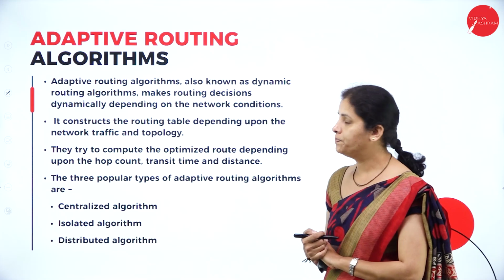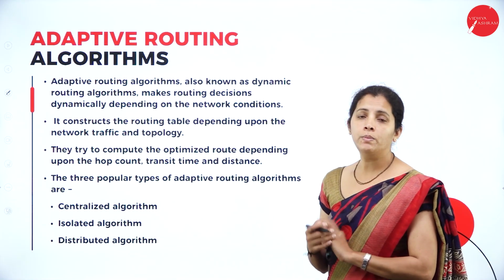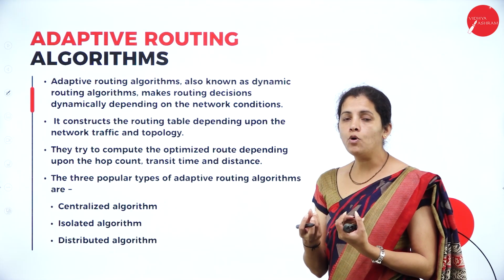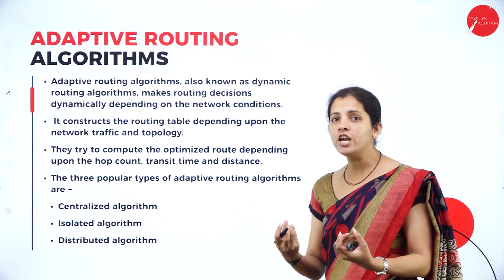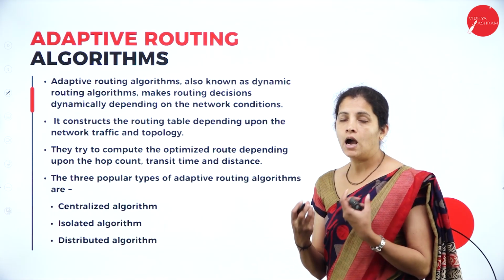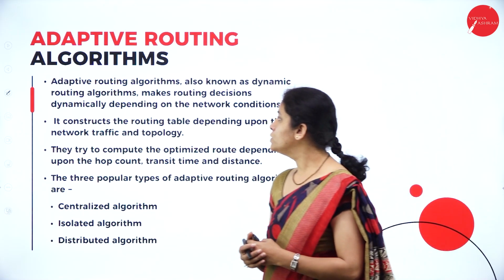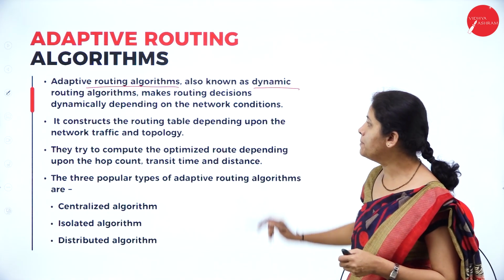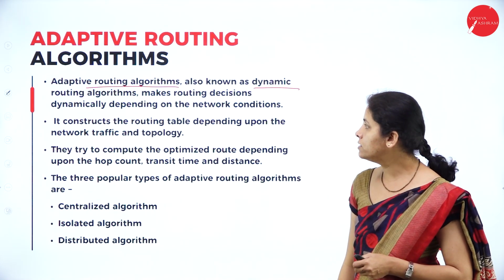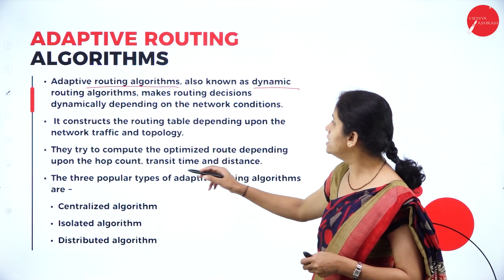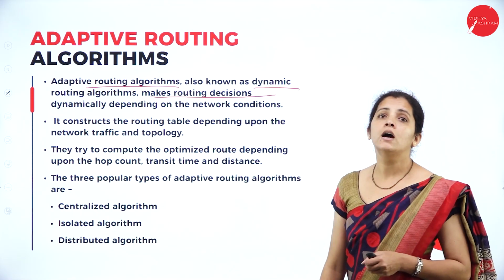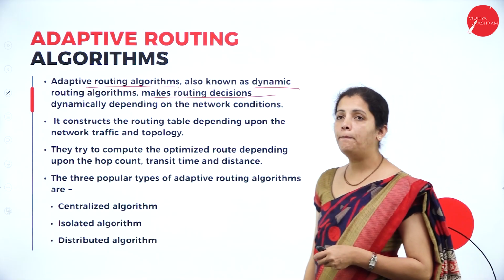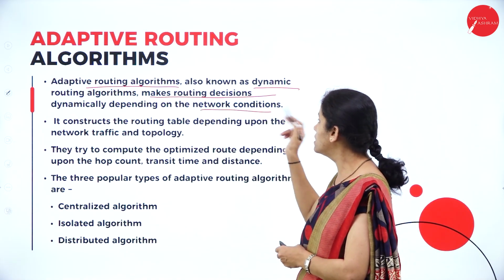So, what is adaptive? Adaptive in the sense what? I want to adapt the feature. In the sense what? Dynamically, I want to change the route or dynamically, I want to choose the route. So here, adaptive routing algorithm is also known by the name dynamic routing algorithm. It is responsible for making routing decisions randomly or dynamically, depending on the network condition.